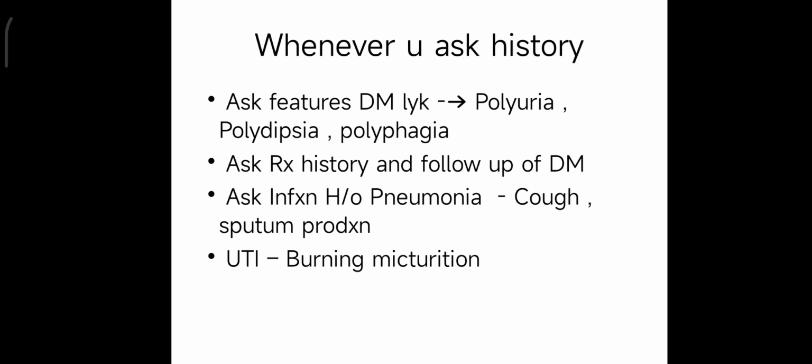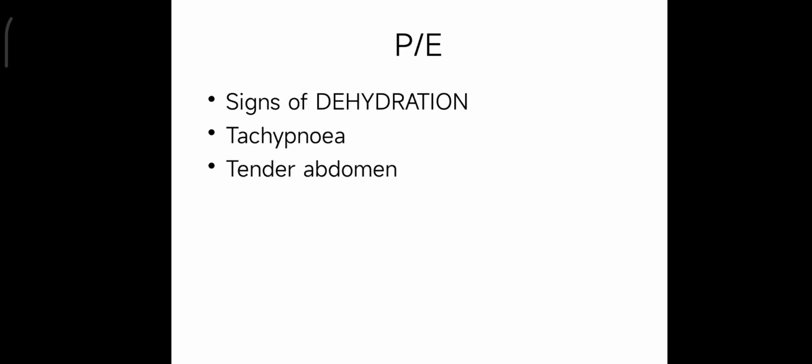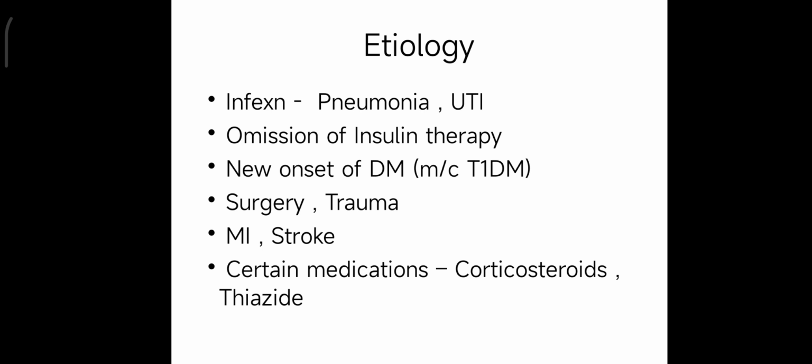And you should also ask about UTI, which is a common infection. So in that we have to ask about burning micturition, such that you have to rule out some infection histories also. And most commonly, diabetic ketoacidosis is also common in pregnancy and drug abuse. So you have to ask about the histories of drug abuse and pregnancy history too. Next, regarding physical examination, you have to rule out the signs of dehydration, since diabetic ketoacidosis is associated with dehydration. And you should also look for tachypnea, and you should also check for tender abdomen.